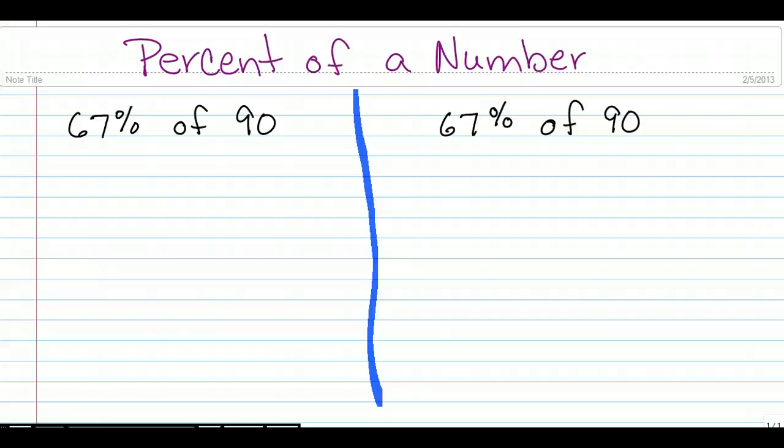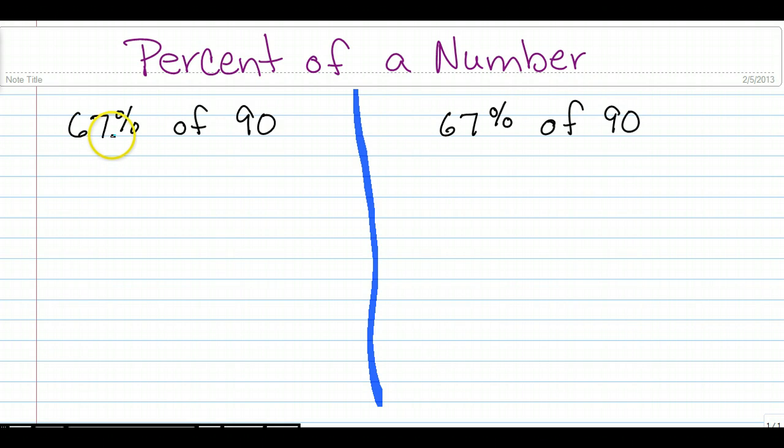Percent of a number. All right, I'm going to show you two ways that you can figure out percent of a number, and you decide which one you like best. Okay, the first way is changing the percent, like we learned in our last lesson, change the percent to a decimal. And the way we do that is to divide by 100.